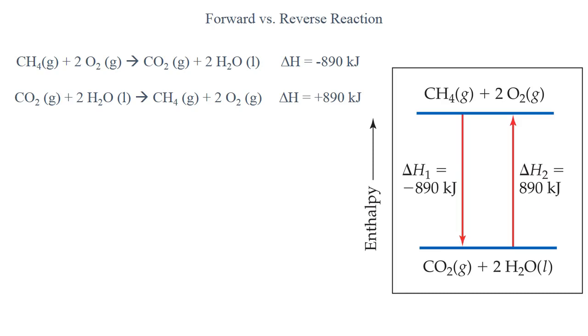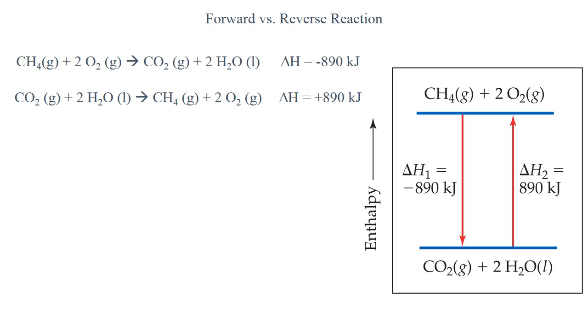On the right-hand side, you can see delta H1, negative 890 kilojoules, is shown where the reactants are at the top. They have higher enthalpy, and they fall back down to the products, which have lower enthalpy. The one on the top shown here is an exothermic reaction.